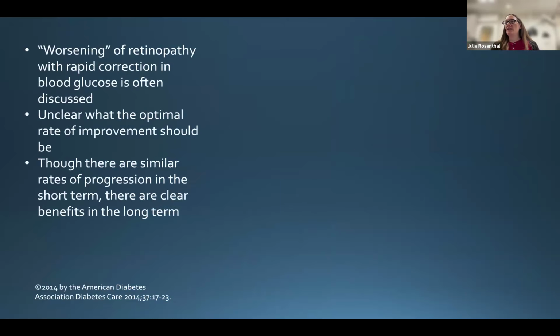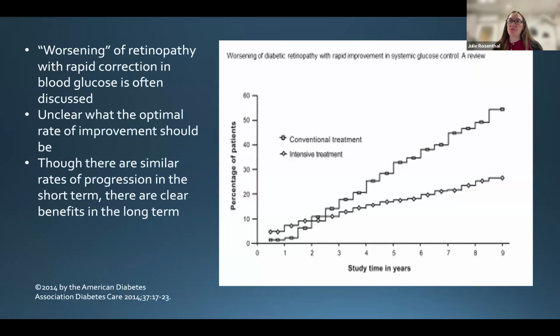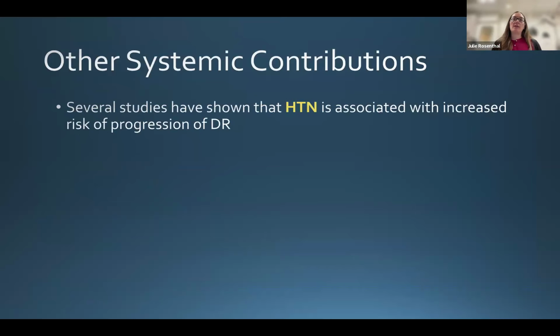In addition, some studies have shown, and this will come into play later when we discuss GLP-1s, that there can sometimes be a worsening of retinopathy temporarily when you rapidly correct the blood sugar. It's really unclear what your optimal rate of controlling blood sugar should be. But the bottom line is that even though it may get worse in the short term, when you get good control over your A1C, the long-term benefits are still there. So this should not preclude you from treating blood sugar and getting it down into good control, even if it's rapid.